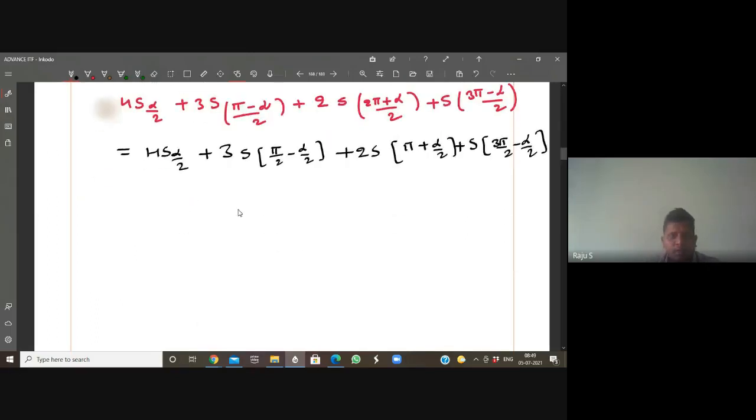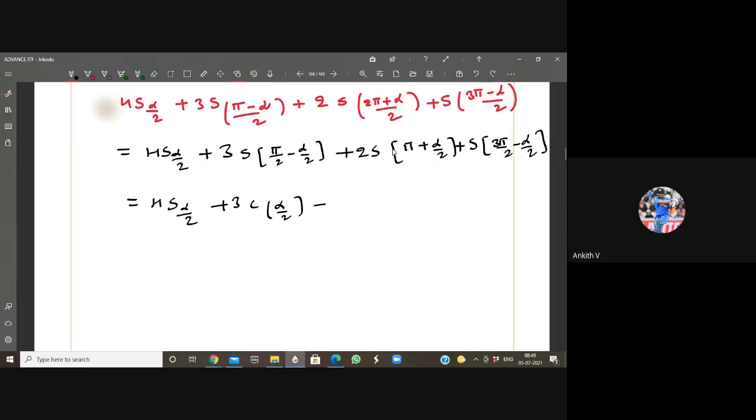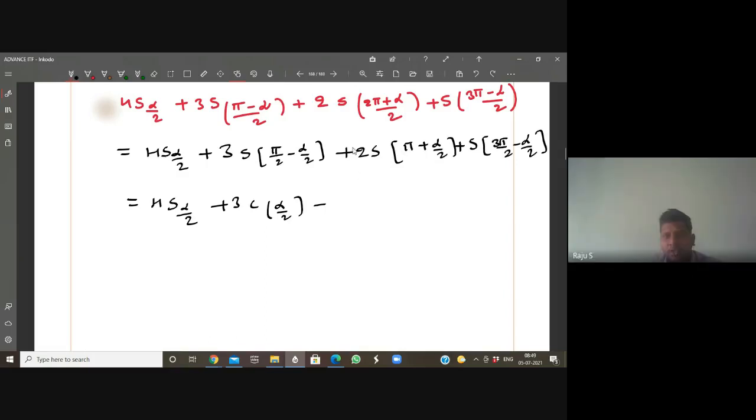Clearly here: 4 sine alpha by 2 plus 3 cos alpha by 2 plus 2 times sine of 180 plus theta. The third quadrant, sir, negative sign. So shall I write in place of plus, minus 2 sine alpha by 2? Next, 3 pi by 2 means 270. Cos of 270 minus theta is minus cos or plus cos?